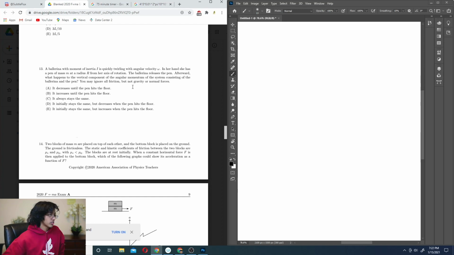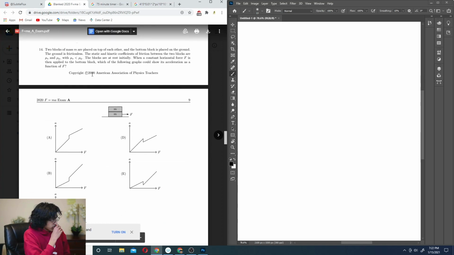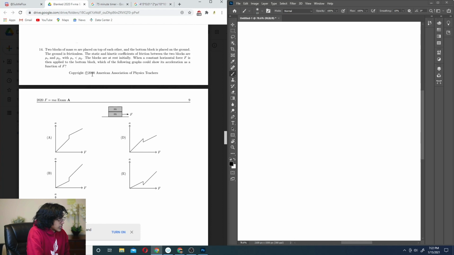14. All right. Two blocks of mass m are placed on top of each other, and the bottom block is placed on the ground. The ground is frictionless. The static and kinetic coefficients of friction between the two blocks are mu s and mu k. The blocks are at rest initially. When a constant horizontal force F is then applied to the bottom block, which of the following graphs could show acceleration as a function of F?